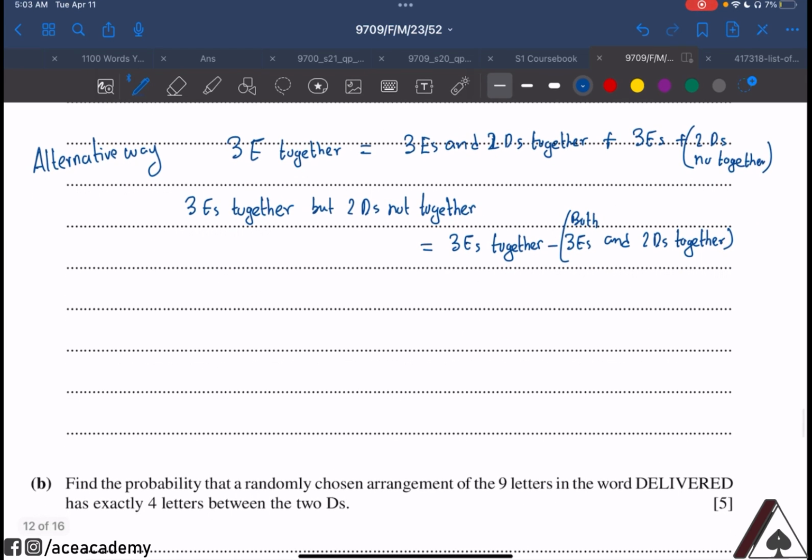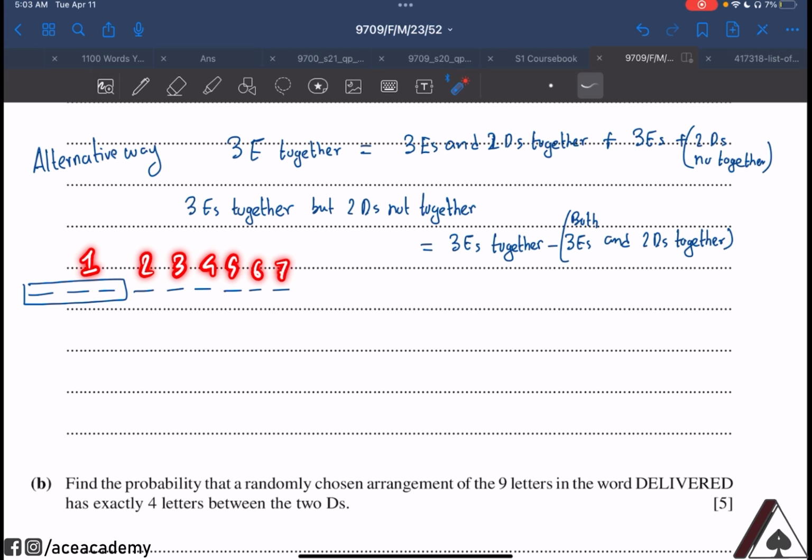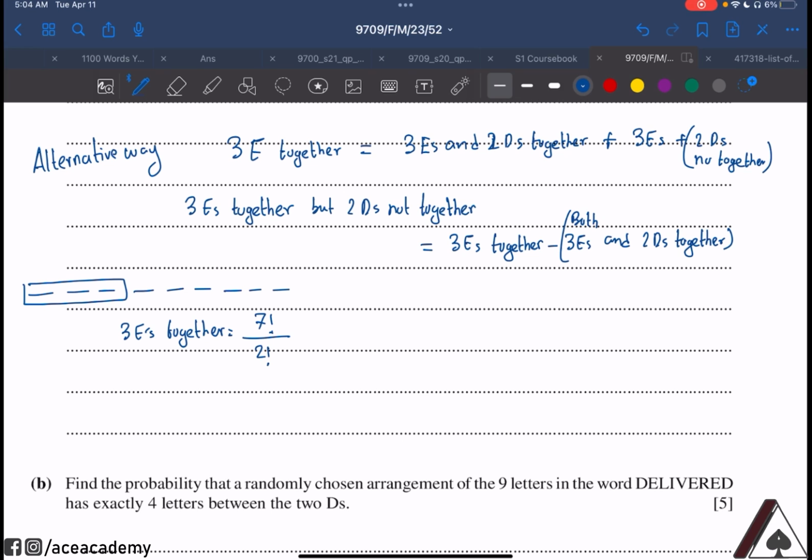Alright, so 1, 2, 3, 4, 5, 6, 7, 8, 9. So the 3 E's are together, and then there's 1, 2, 3, 4, 5, 6, 7. So 7 factorial. 3 E's together equals 7 factorial by 2 factorial. Why 2 factorial? Because the 2 D's are repeats over here. And then 3 factorial by 3 factorial, because the E's can be arranged in 3 factorial ways, but then again there are 3 repeats. So this equals 1.